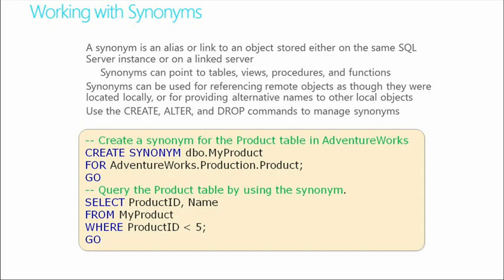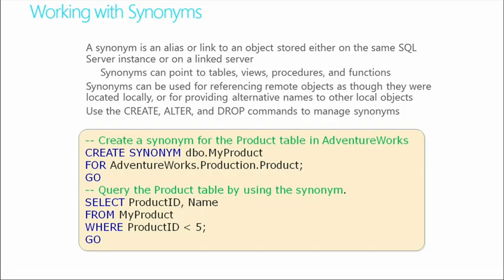The other thing we can do, if we get complex names or are trying to simplify how we're working with some of the objects, is create what's called a synonym. A synonym is an alias, or a link to an object. That object could be a local object, or it could be an object on a linked server. They can be used for referencing these objects.